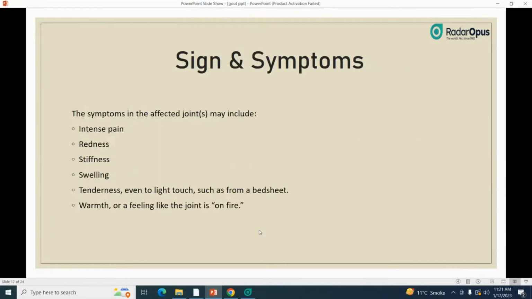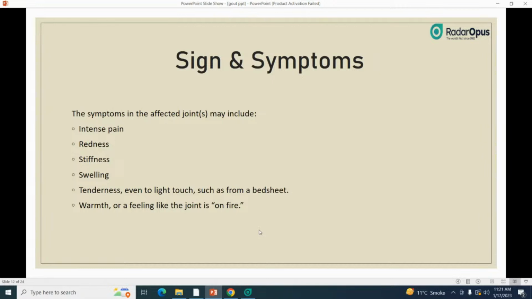Now the next one is signs and symptoms. The symptoms in the affected joints may include intense pain, redness, stiffness, swelling, tenderness, even to light touch, such as from a bedsheet, warmth, or a feeling like the joint is on fire. Some other symptoms I'm going to discuss, like intense joint pain, because gout usually affects the big toe, but it can occur in any joint. Other commonly affected joints include the ankle, knees, elbow, wrist, and fingers. The pain is likely to be the most severe within the first 4 to 12 hours after it begins.